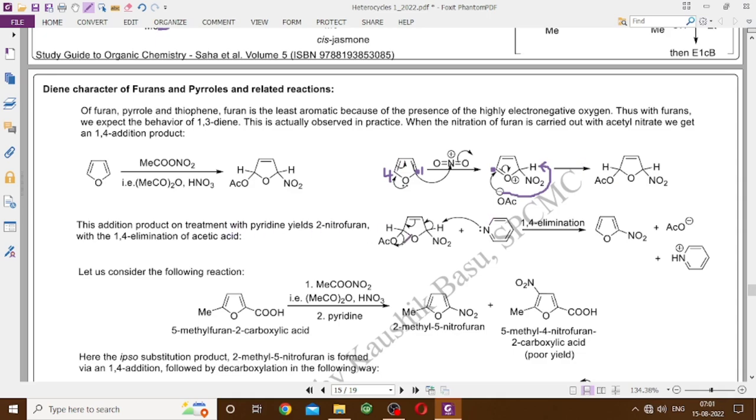Only when you treat this with pyridine, a 1,4 elimination will take place, giving rise to aromaticity and the 2-nitro derivative.